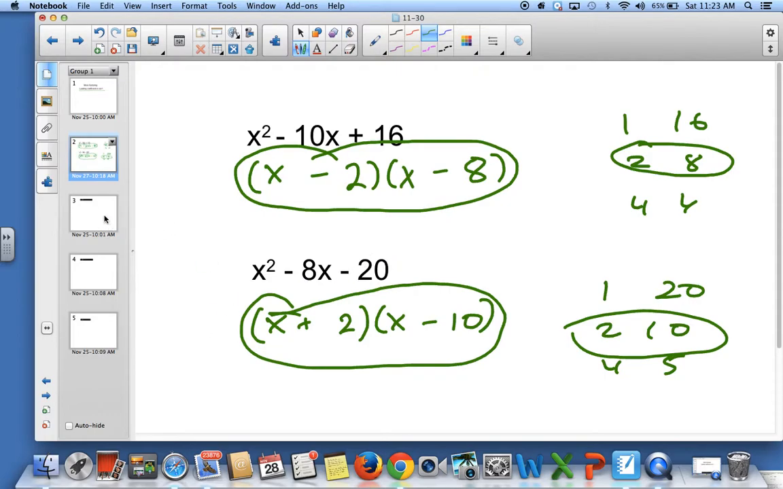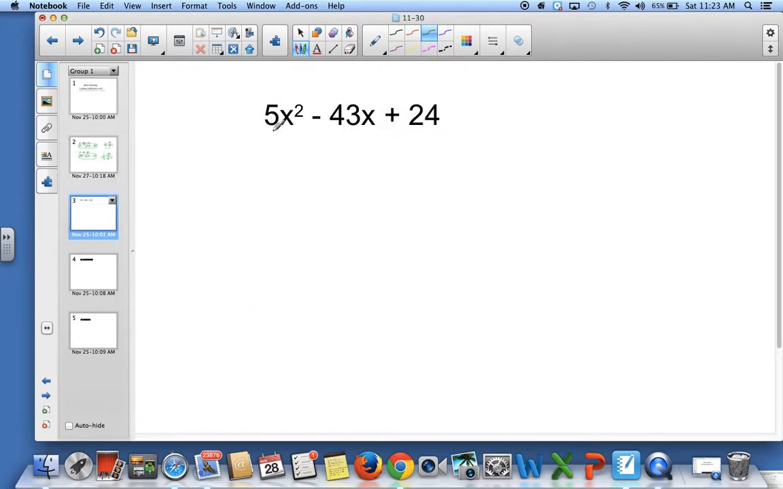Now, this next one's a little different because this first term is not 1. There's a 5 here. We're going to follow similar procedures and do something a little different. 5x squared is not going to be x times x, but it's going to be 5x times x. In the last two terms, these two numbers have to multiply to get 24. So that's 1 times 24, 2 times 12, 3 times 8, and 4 times 6.